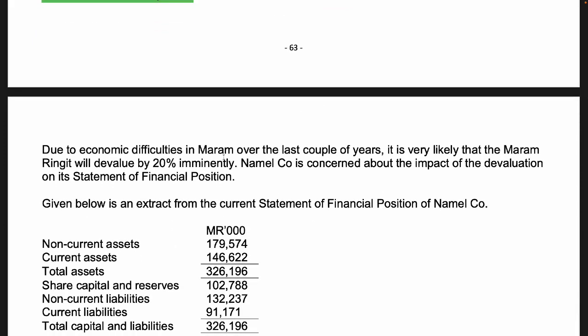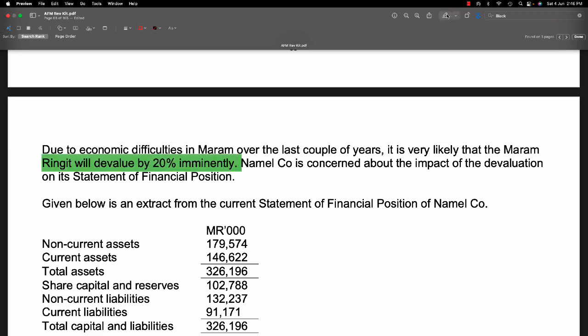Okay, due to economic difficulties in Maram over the last couple of years, it's very likely the Maram ringgit will devalue 20% immediately. That means later on it will go down in value 20%. Got it? Namelco is considering the impact of the devaluation on the statement of financial position. Okay, they've given you the financial position.